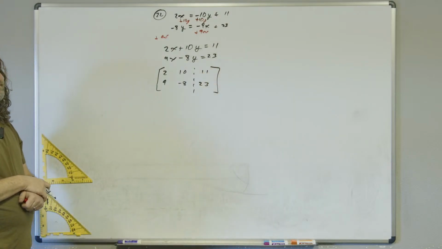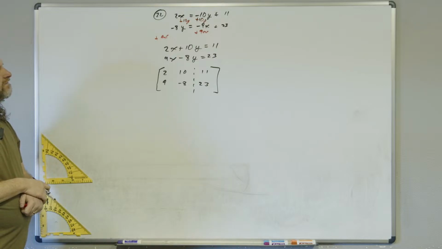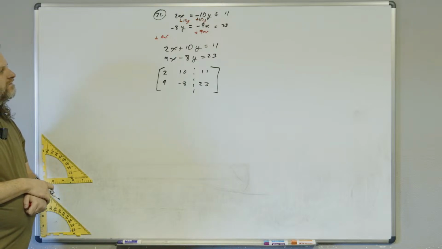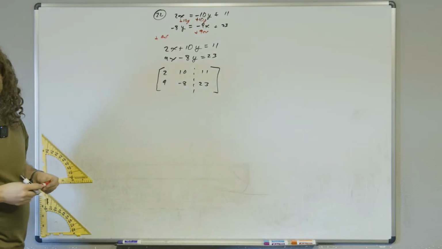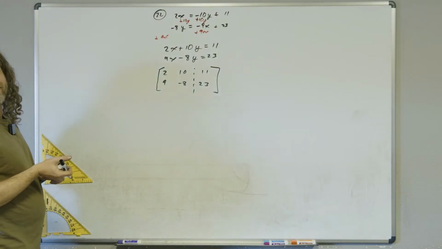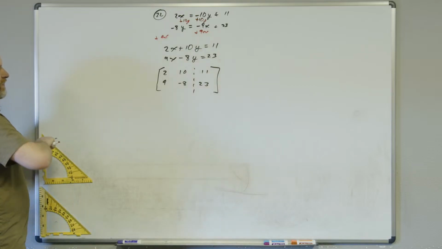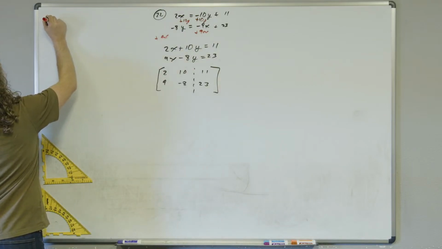What should we do? Let's multiply the top one by a half. Turn that first one into a 1. Seems reasonable, right? No, because you're trying to get the ones across the diagonal. Yeah.